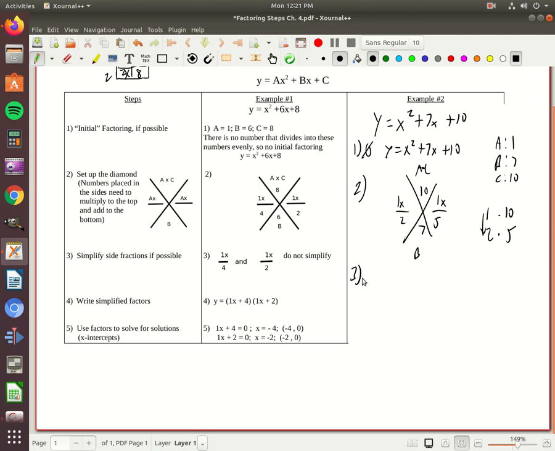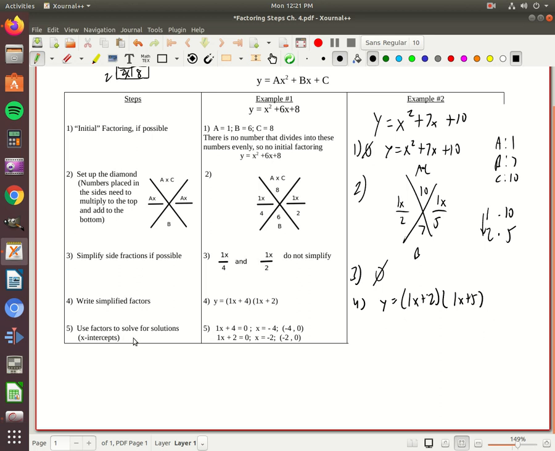Now I'm going to go to step 3 and simplify these fractions if possible. Does 1/2 simplify? It does not. Does 1/5 simplify? It does not. So there's no simplifying going on. I'll go to step 4. I'm going to write the simplified factors, which is again 1x plus 2 and 1x plus 5.